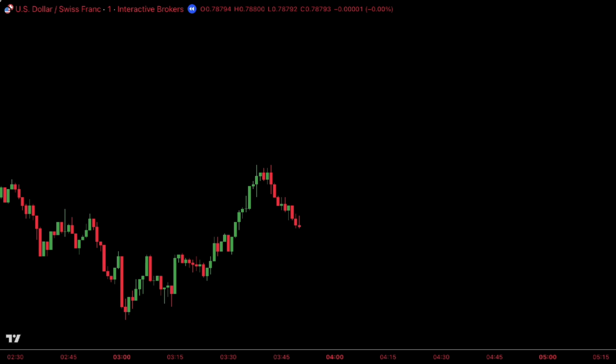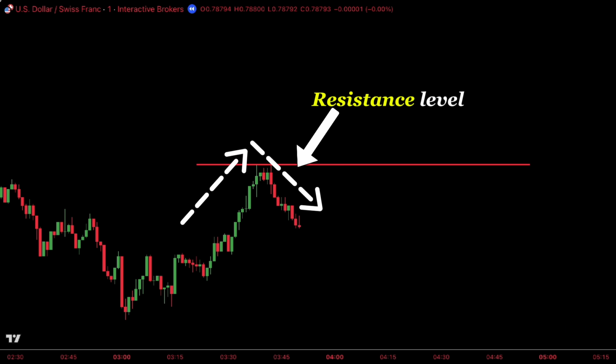This is the US dollar versus Swiss franc on the 1-minute time frame. As you can see, the market was trending up, which means buyers were in control. The market then retraced back, forming a clear resistance level. Now look at what happened next.